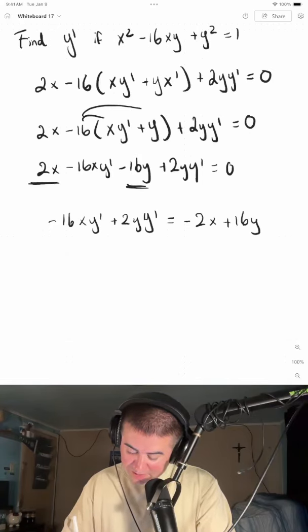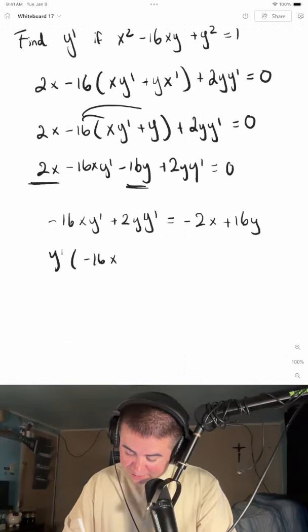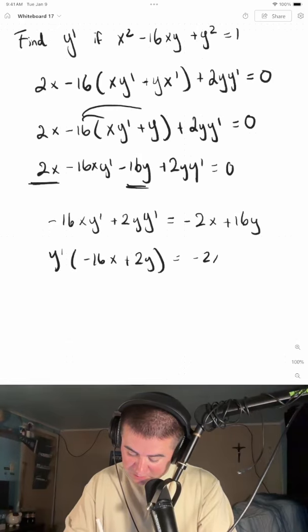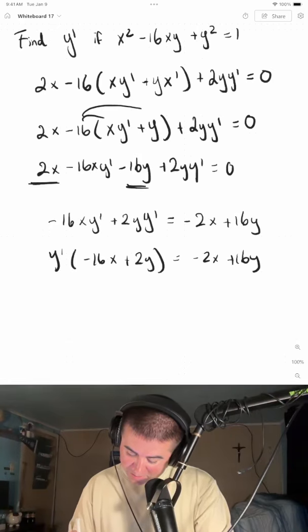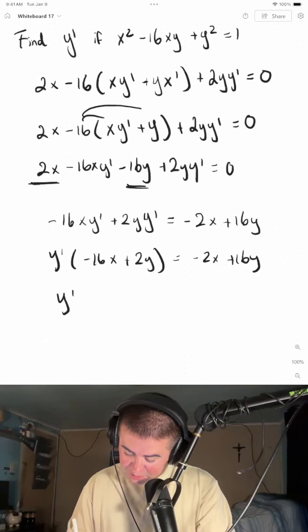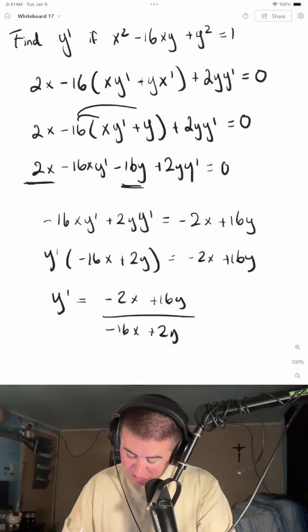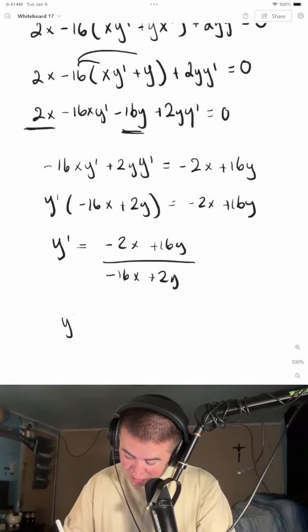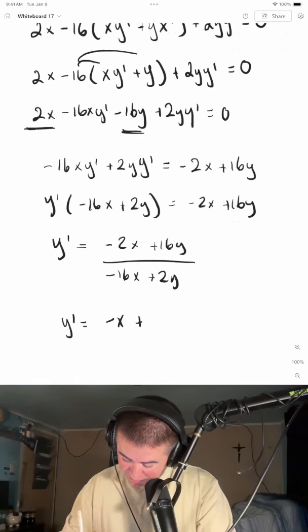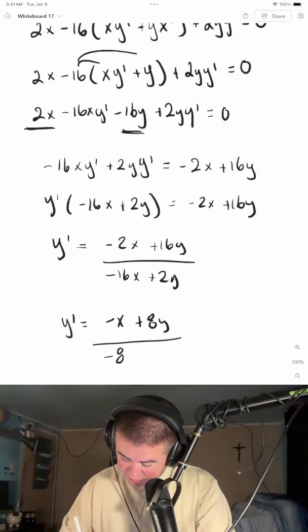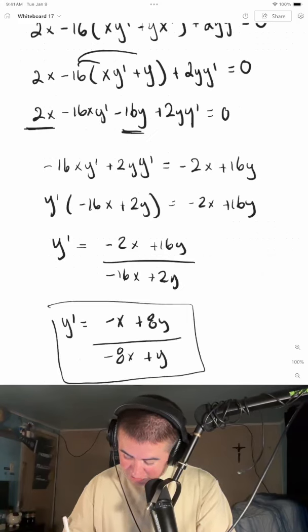All right, now we're going to factor out this y prime. We're left with negative 16x plus 2y is equal to negative 2x plus 16y. And as you can see, we're going to go ahead and divide by that negative 16x plus 2y, and we're just left with negative 2x plus 16y over negative 16x plus 2y. And you could divide each of these numbers by 2. So we're just going to have y prime is equal to negative x plus 8y over negative 8x plus y. And this, ladies and gentlemen, is your final answer.